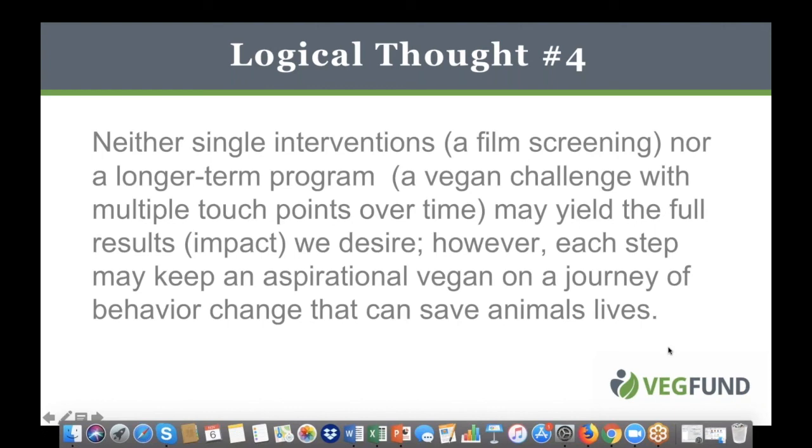And it has taken people on a vegan journey and has created behavior change. So that was a really great case study.